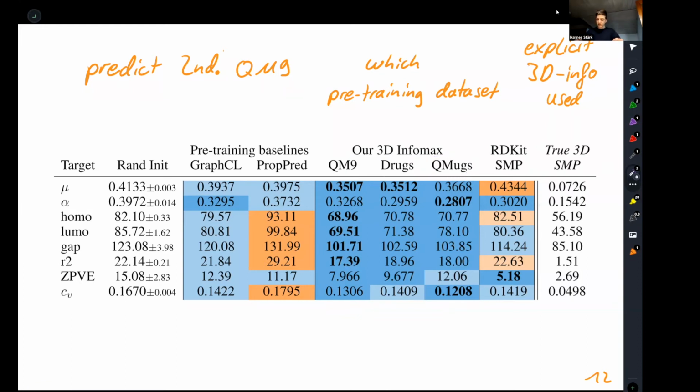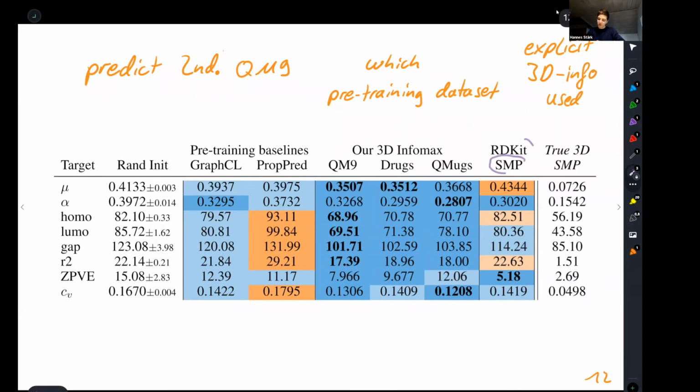Over here we have some different contrastive pre-training baselines that don't use 3D information, but use some other objectives for self-supervised pre-training of graph neural networks. And then here we have a column where we're just generating conformers with RDKit. We can generate conformers that have less accuracy than the highly accurate quantum simulation conformers, but they're much faster to generate.